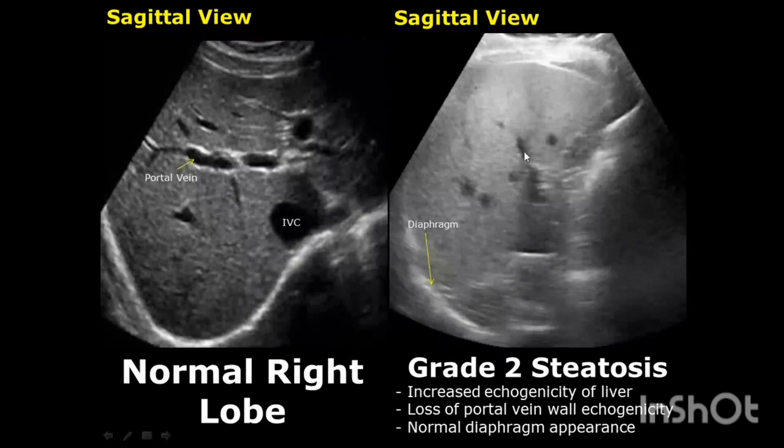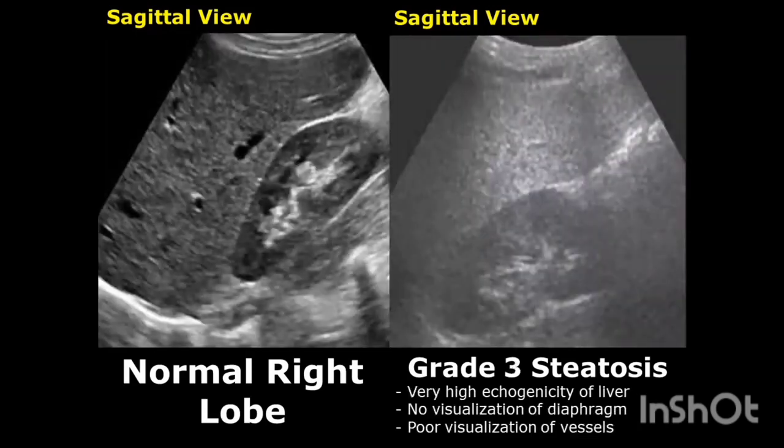In grade 2 steatosis, the echogenicity of the liver is increased, and we cannot see the hyperechoic walls of portal vein. We cannot see that clearly, but we can still see the diaphragm clearly. So this is a feature of grade 2 steatosis. In grade 3 steatosis, there is no visualization of the diaphragm, and overall there is poor visualization of the liver structures such as the vessels.